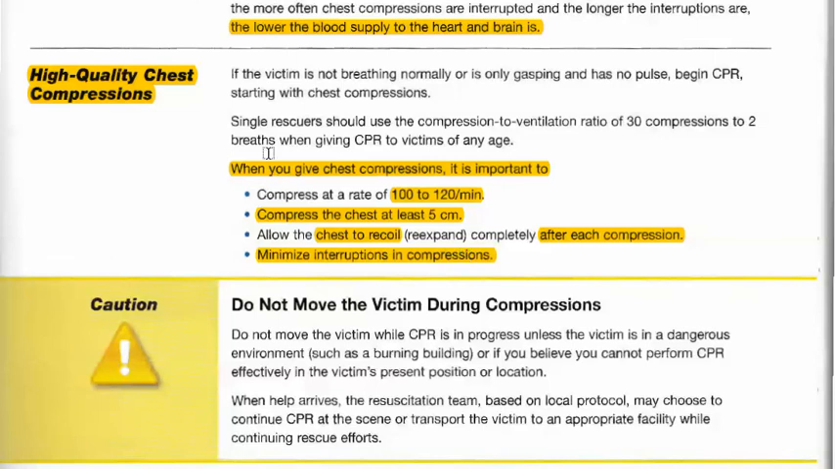Okay. If the victim is not breathing normally, is only gasping and has no pulse, begin CPR starting with chest compressions. Single rescuers should use the compression to ventilation ratio of 30 compressions to 2 breaths when giving CPR to victims of any age. Single rescuers. Okay, we are talking about single rescuers. In single rescuers, you will do a compression to ventilation ratio of 30 compressions to 2 breaths. Okay, that's really very nice. Thank you very much to you all.